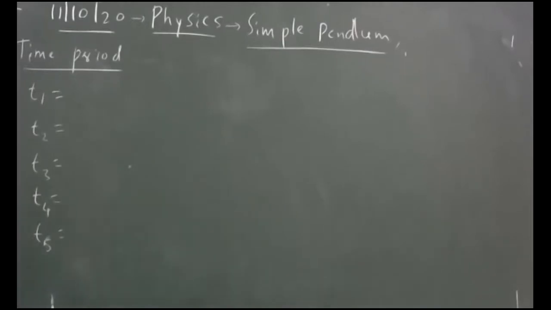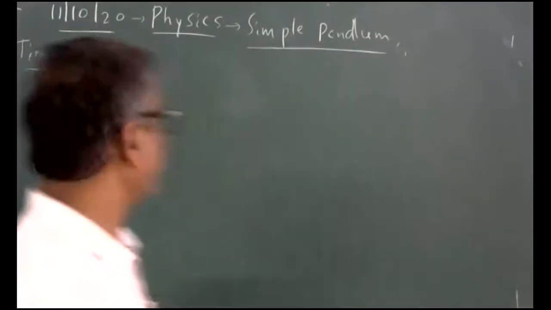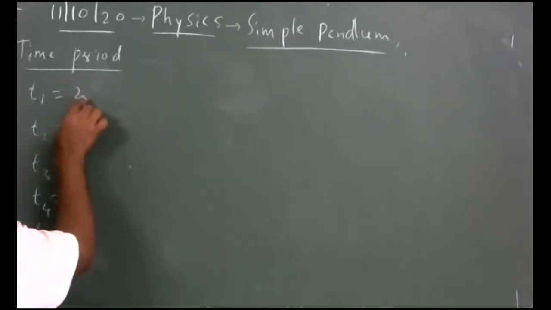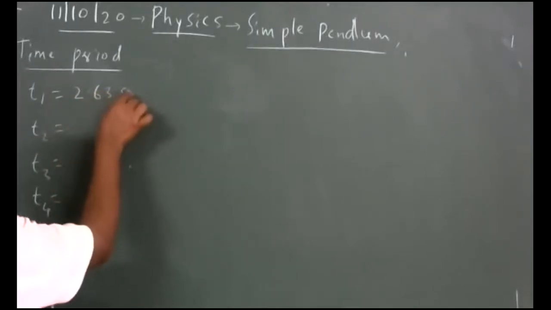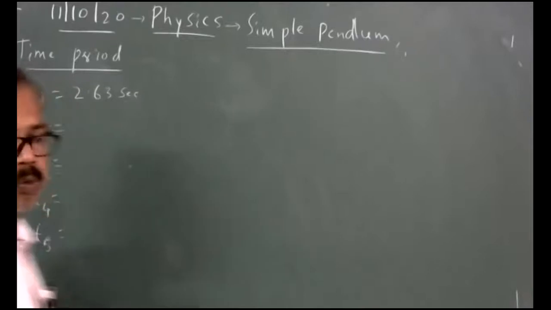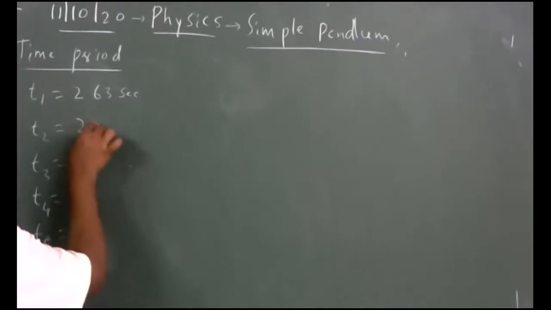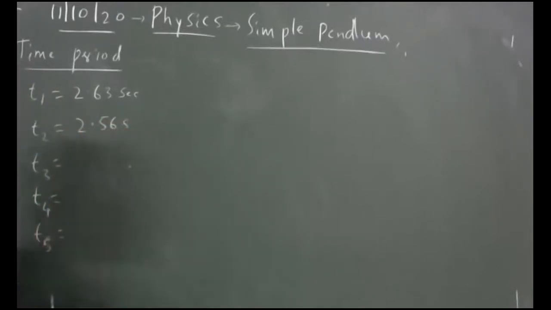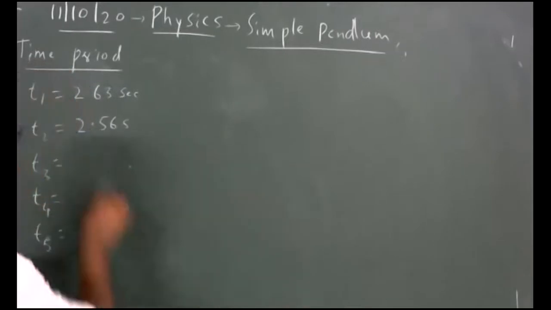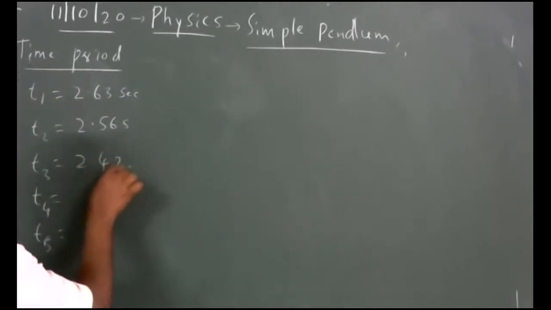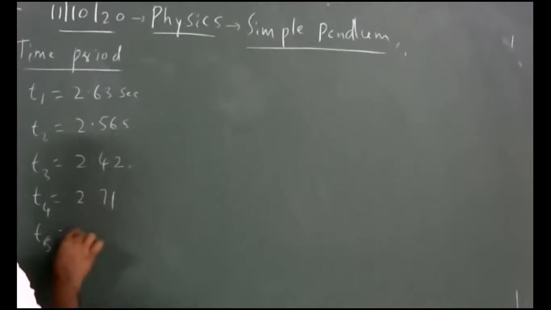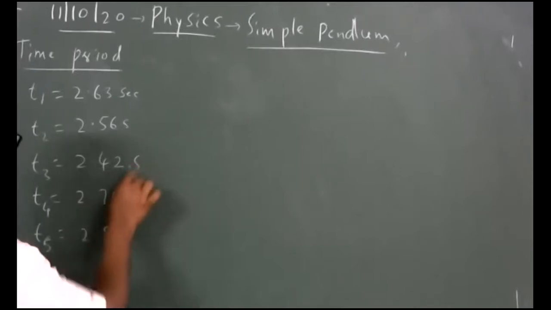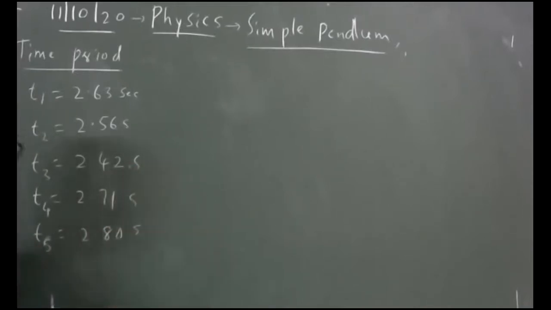I hope you can see the board. The first value is 2.63 seconds. The second one is 2.56 seconds. The third value is 2.42, then 2.71, 2.80. Yes, these are the values. Let me go back.